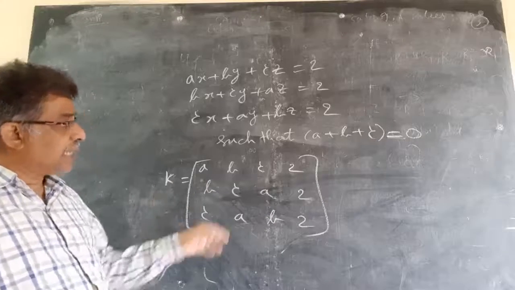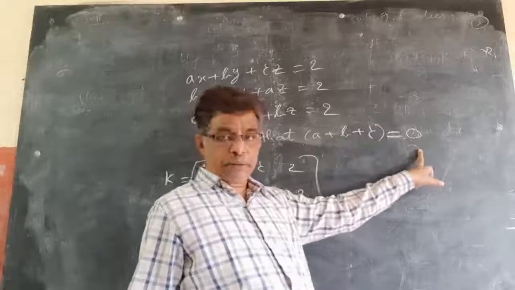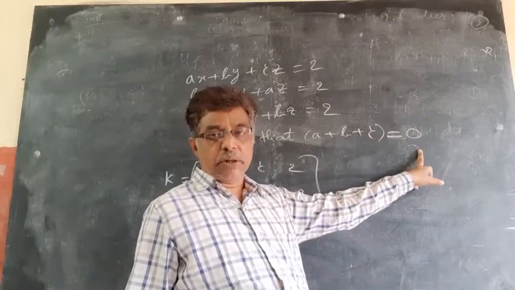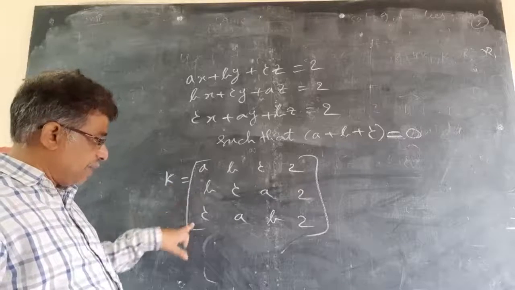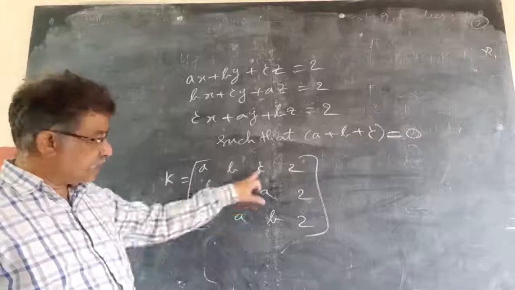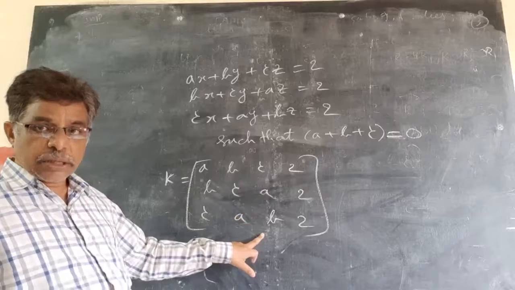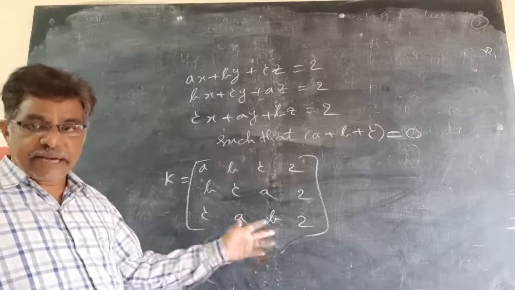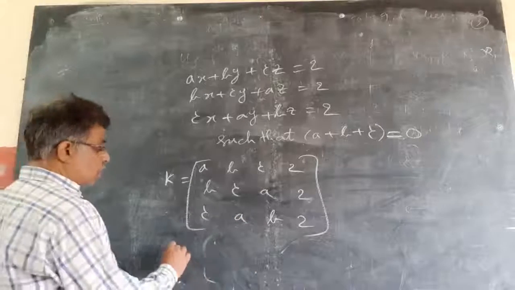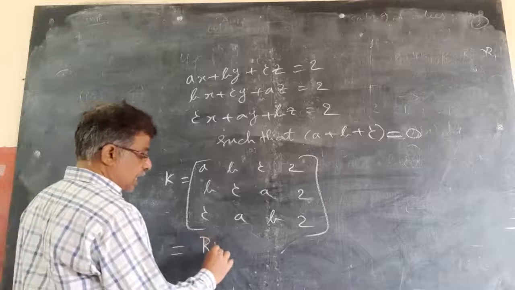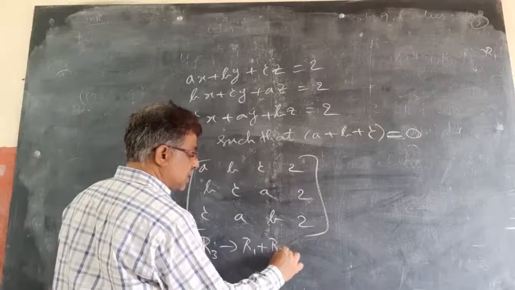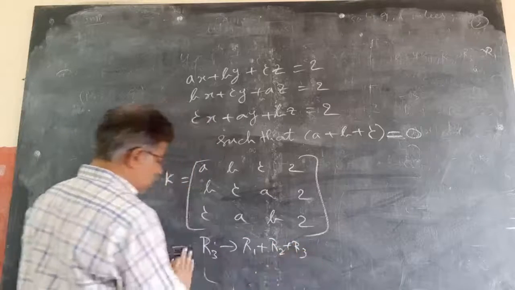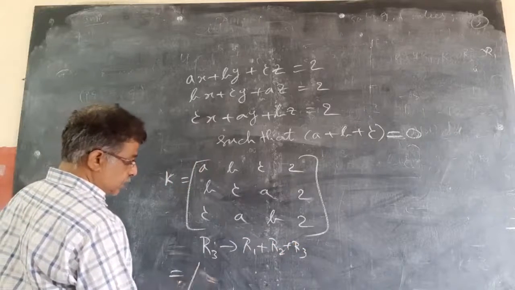What is given is a plus b plus c equal to 0. Now if I observe, adding these three columns, I will get a plus b plus c, a plus b plus c, a plus b plus c. So I can find the rank of A and rank of K very easily. So R3 tends to R1 plus R2 plus R3, I will do, so that I will get zeros very easily in the third row.